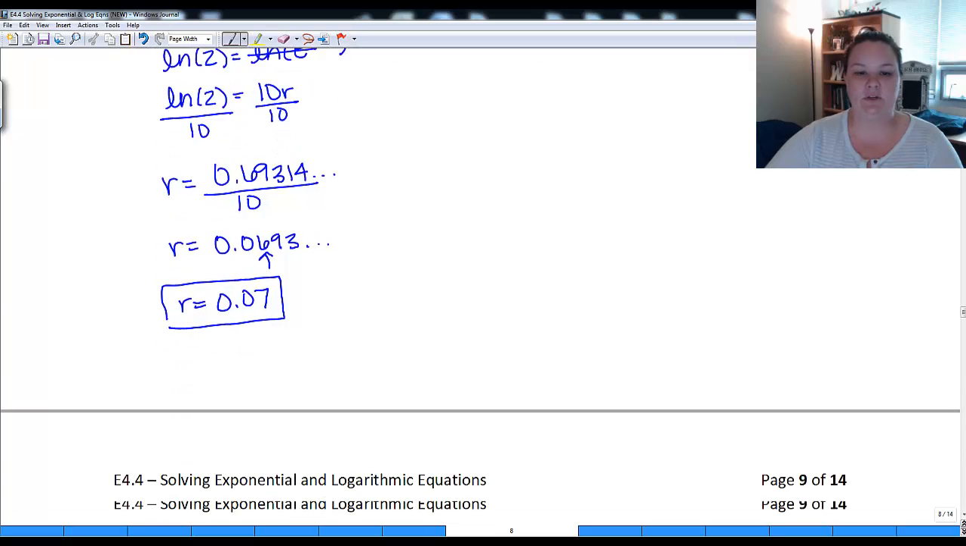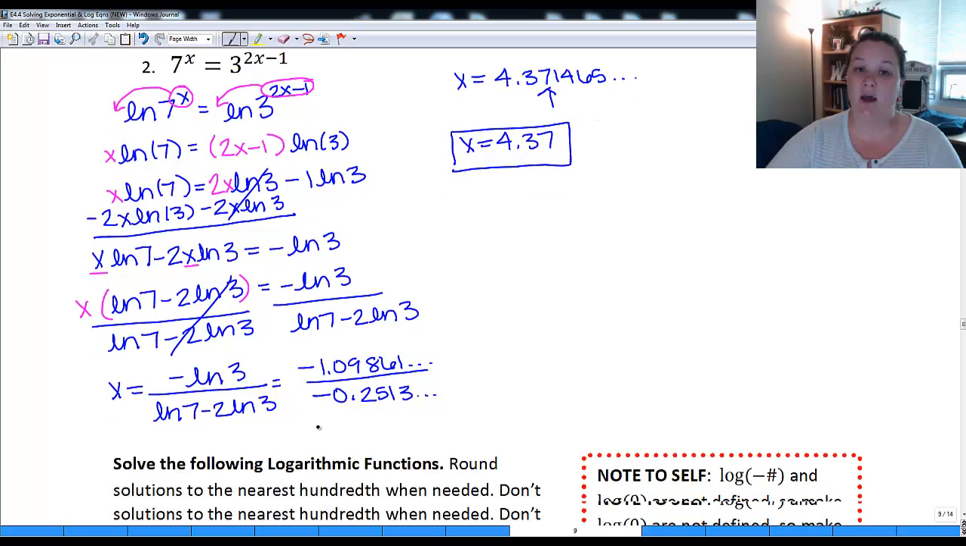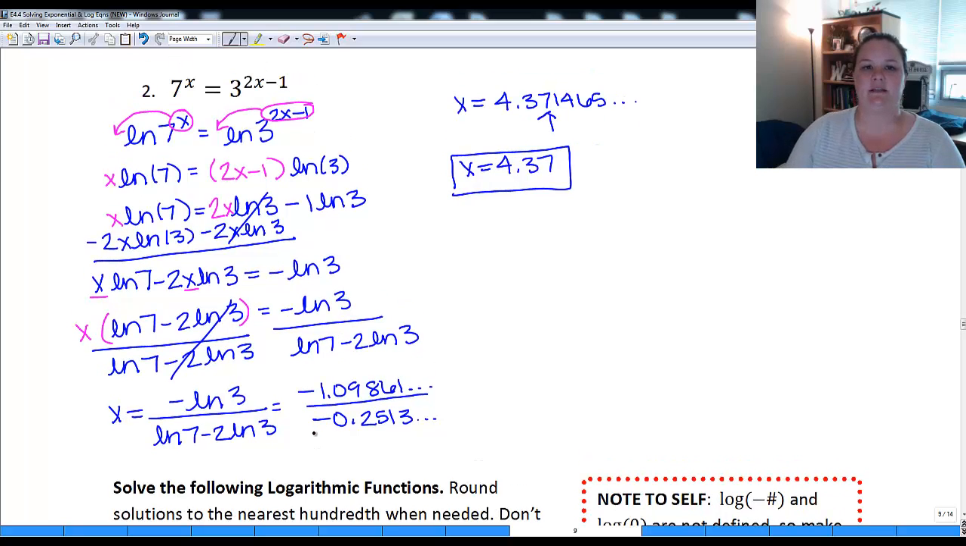The second one's a little bit more difficult. This one, we have 2 bases that cannot be written, obviously, with the same base, and we have unknowns in our exponents. So we're going to go ahead and take either log or ln. Now, if you took log, that's okay. I did ln just so that I could show one where I took ln.